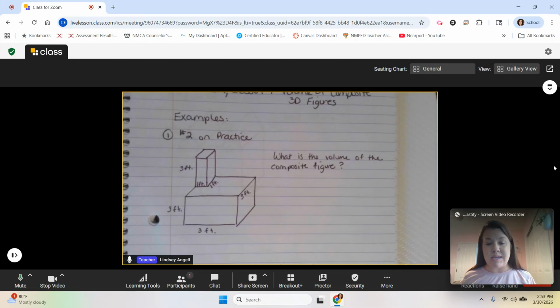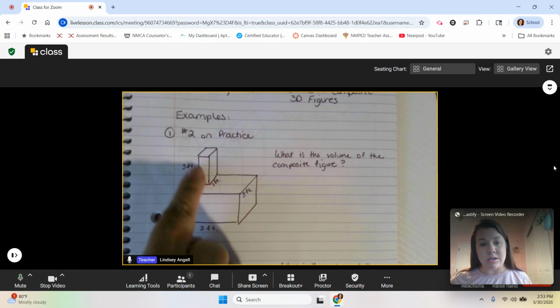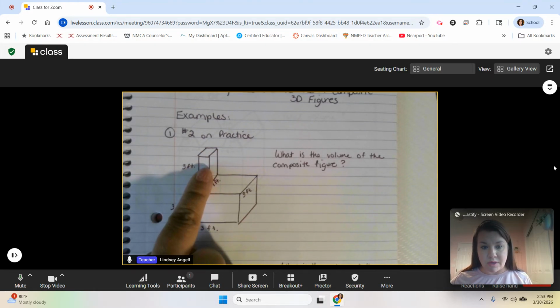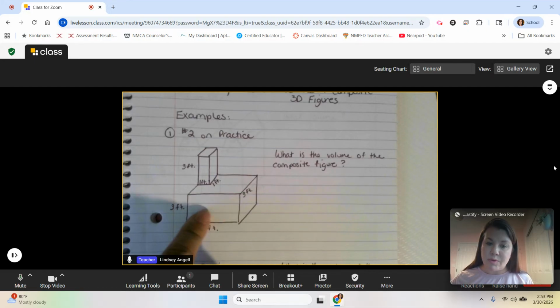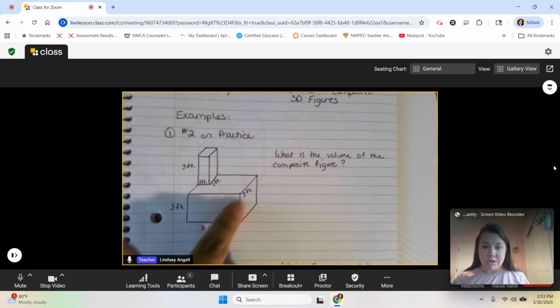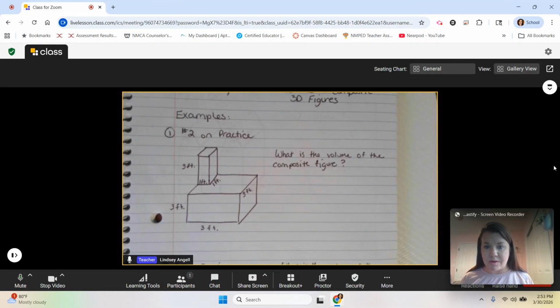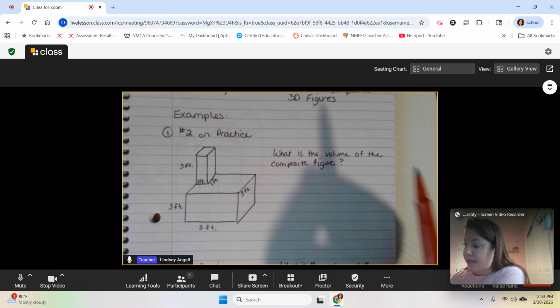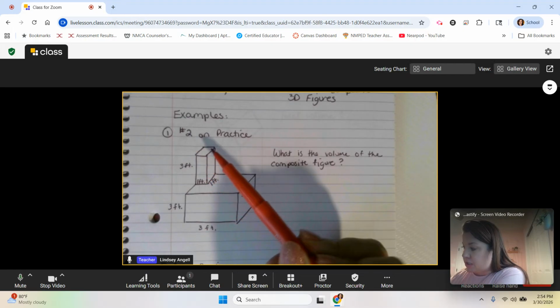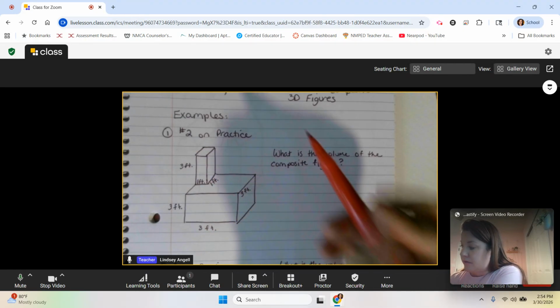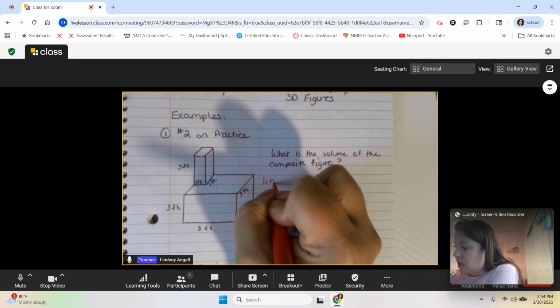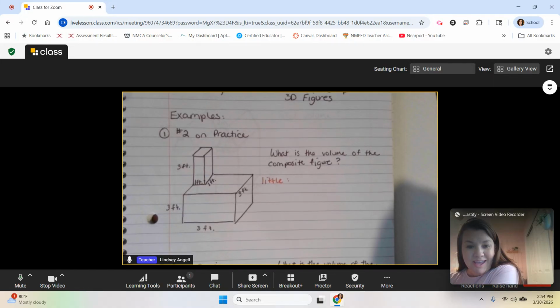So with this first example, it's number 2 from your practice. So we've got this like little cereal box looking figure, and then really I did not draw this well. This should be more cube-like than what it is. Okay, so I'm sorry about that. So let's do them separately, like I said, first. So first let's focus on this little one, okay? So I'll just call it the little box, okay?